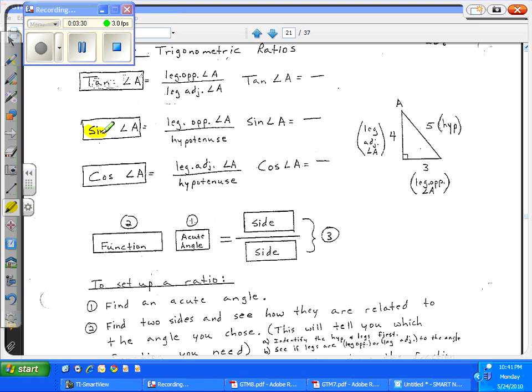The sine of an angle like A is equal to the length of the leg opposite A over the length of the hypotenuse. So the sine of angle A is equal to the length of the leg opposite angle A, which is 3, over the hypotenuse 5. So the sine of angle A is 3/5. The length of the leg opposite over the length of the hypotenuse.